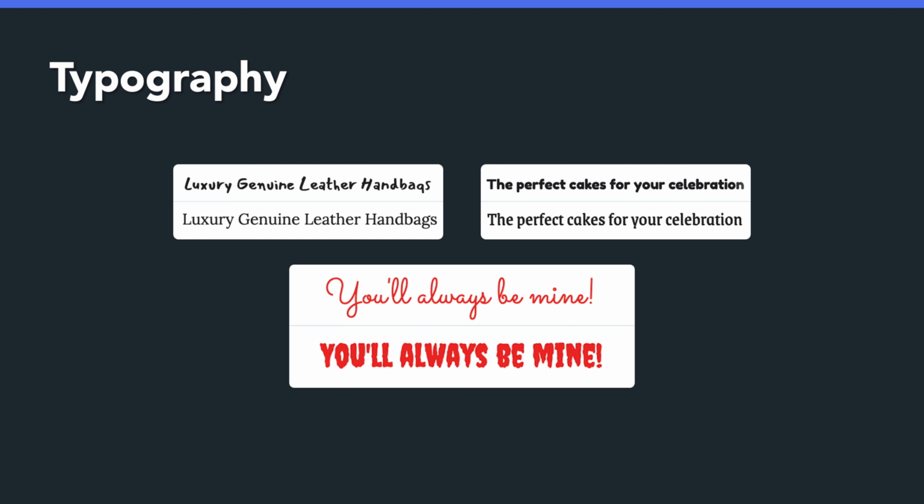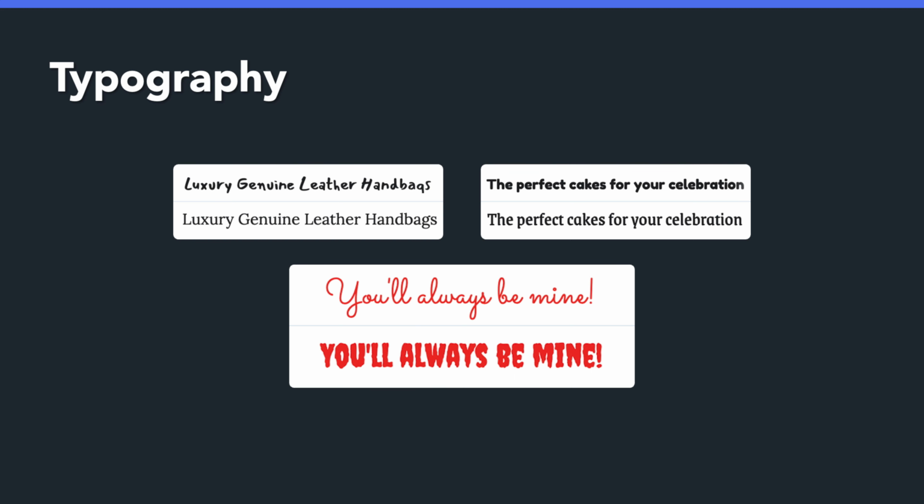So let's look at these examples that we have here. On the top left, we've got luxury genuine leather handbags. In this case, the bottom is a better font. On the top right, we've got the perfect cakes for your celebration. In this case, the bottom is not the correct one.